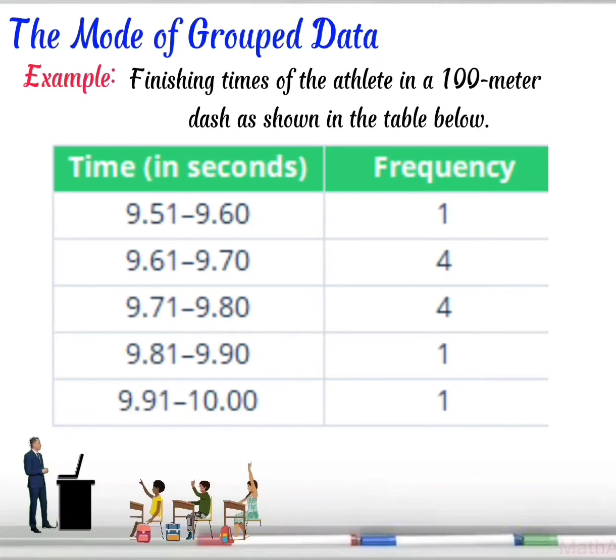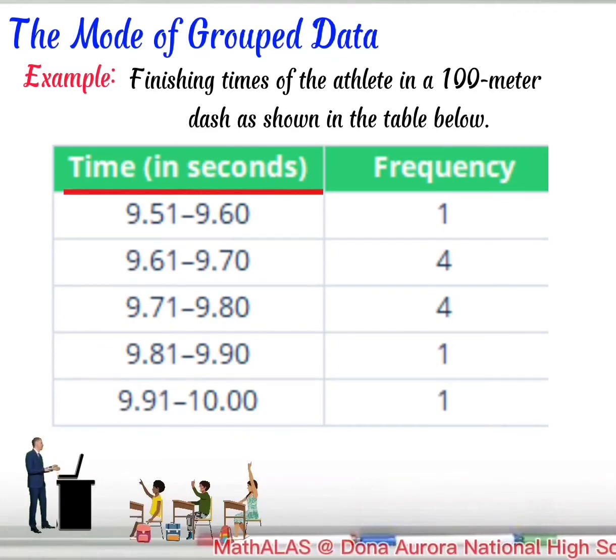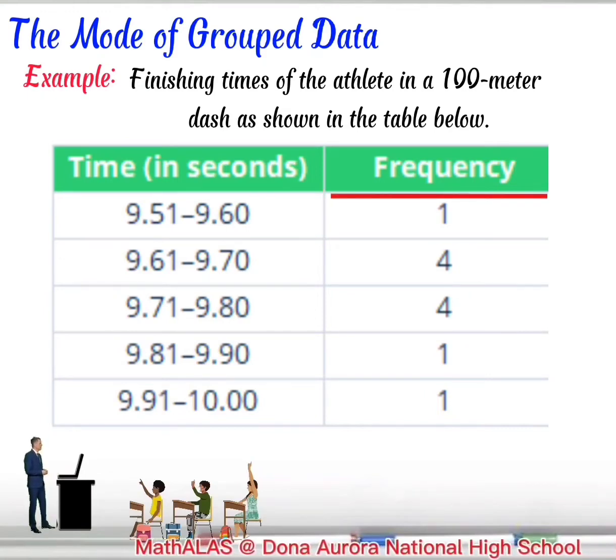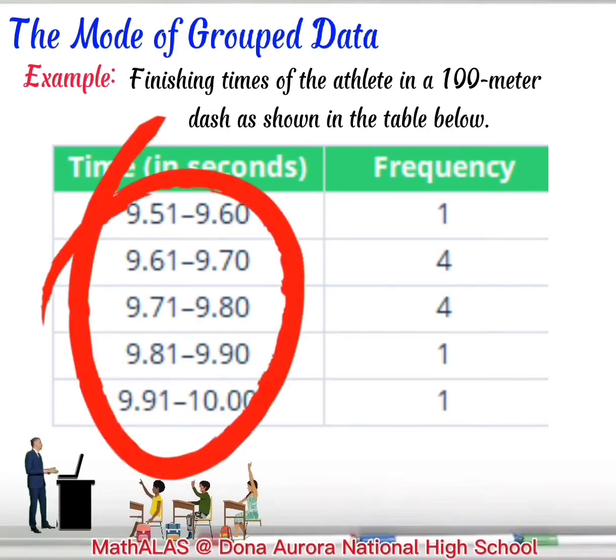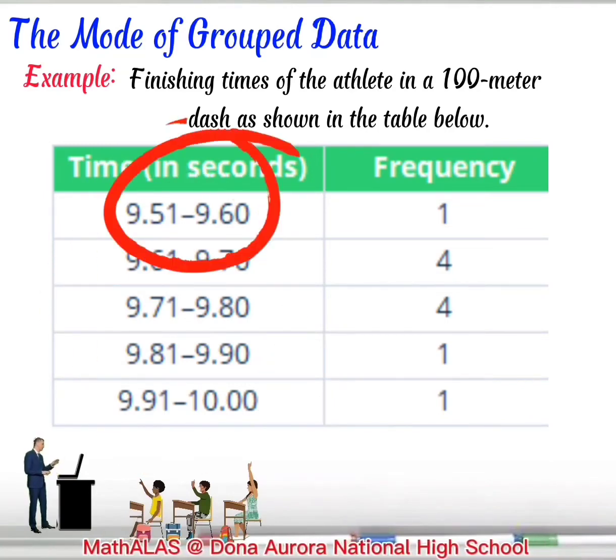Ang halimbawa natin for finding the mode of grouped data. I-consider natin ang frequency table sa finishing time ng mga athletes sa 100 meter dash. In the frequency table, the first column is the time in seconds, and the second column is the frequency. For the class interval, it consists of 5 classes, and the width of each class is 10 seconds.